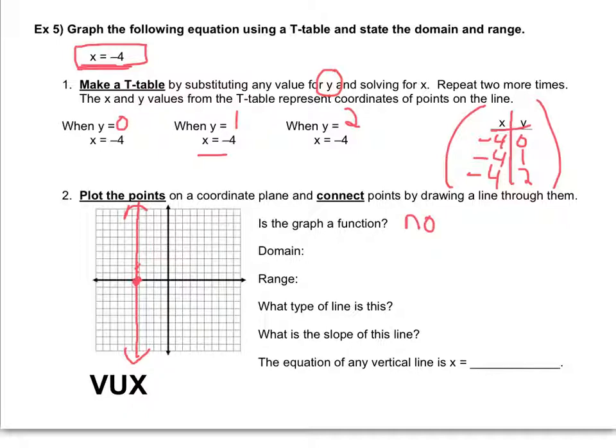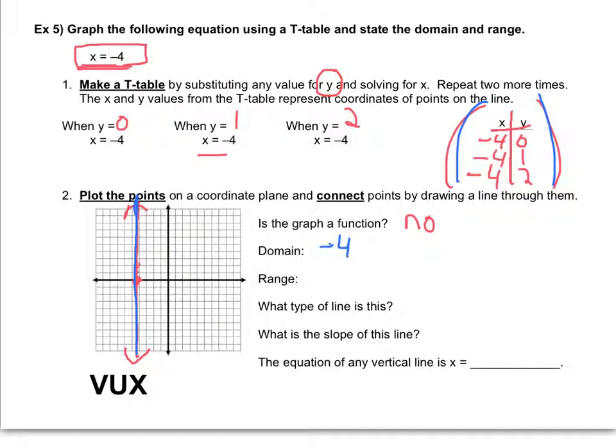And if you were to do the vertical line test and drew a line right on top of it, it would cross at more than one point. So it doesn't pass the vertical line test either. The domain is your x values, and if you look at your table of values, you can see that x is always -4. It doesn't go left and right at all. It just stays here at -4. So the domain is -4.